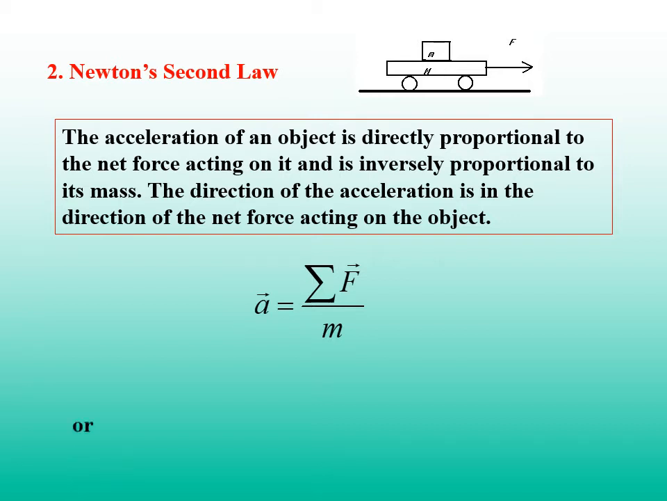We rearrange this equation to the familiar statement of Newton's second law, sigma F equals m a, where vector a stands for acceleration, scalar m for the mass, and sigma F for the net force. The symbol sigma stands for sum of, so sigma F means the vector sum of all forces acting on the object.